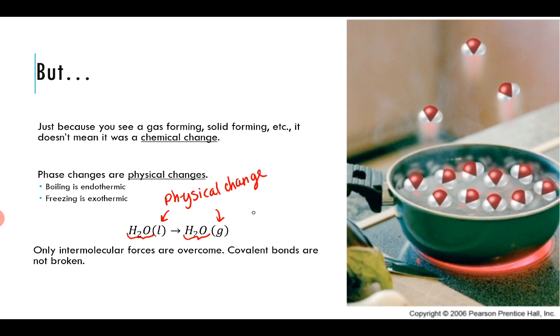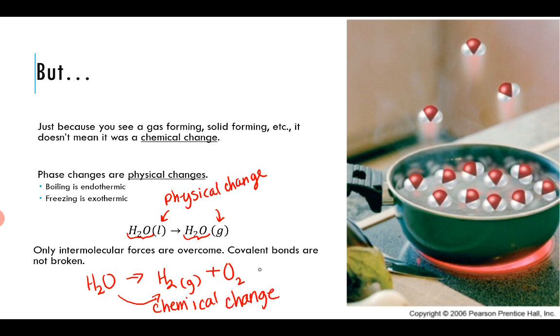But if we had something like H2O breaking apart into hydrogen gas and oxygen gas, since we no longer have water in the end, that is a chemical change because we don't have the same things on both sides of the reaction arrow.